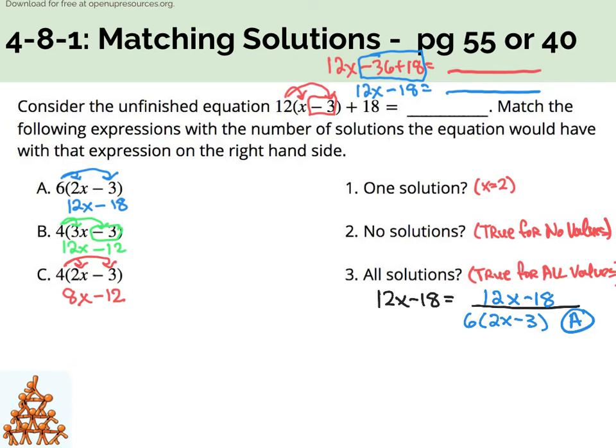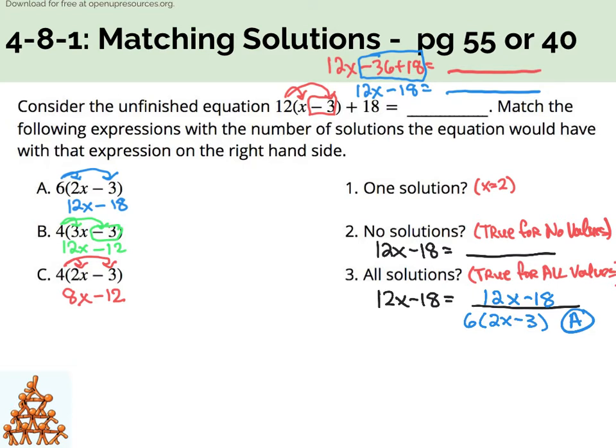Now let's look at true for no values or no solution. So again, from what we did above, we had the 12x minus 18 equals blank. And remember, when we had it with no solution, I still have to have the same variable. That means I still need a 12x, but the number is going to be different. So I've already done A. Now we look at B and C.